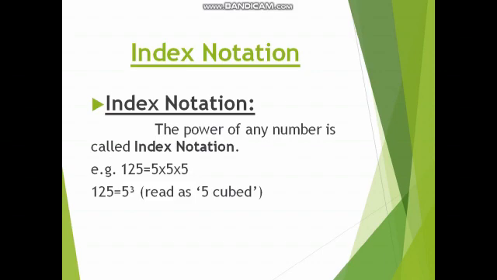Index notation is basically the form in which you write a number in the form of powers. The power of any number is called the index notation. For example, if you write a number multiple times, instead of writing that number multiple times, you can write it as a power of that number. For example, 125 is equal to 5 into 5 into 5. That means you are multiplying the same number 3 times. So instead of writing this number 3 times, you can write it as 5 to the power 3, that is, 5 cubed.